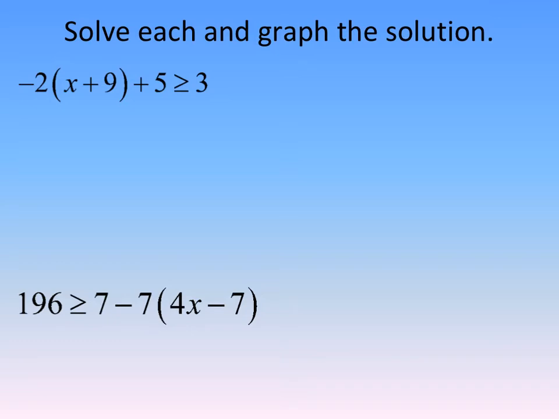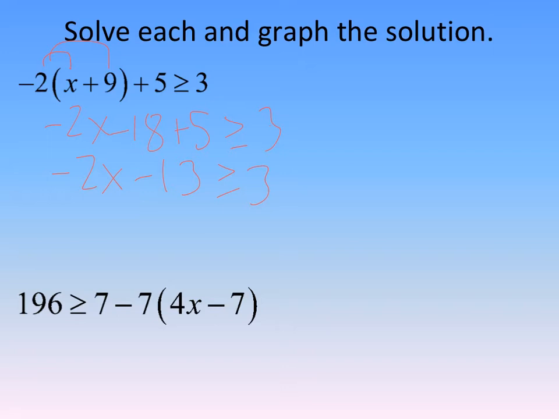So first thing I'm going to do is distribute this -2. There are other ways of going about it, but that's what I'm going to do. -2x minus 18 plus 5 greater than or equal to 3. Now I'm going to combine like terms on the left-hand side: -2x, and then -18 plus 5 gives me -13, greater than or equal to 3.